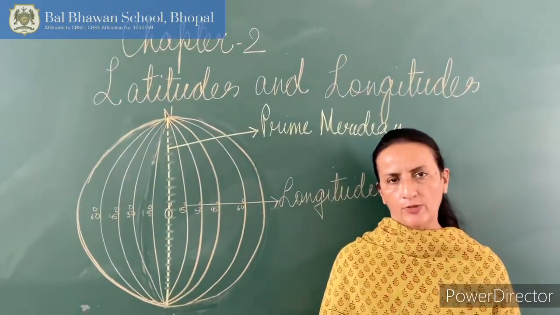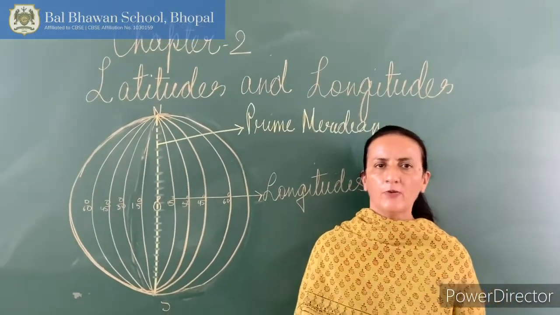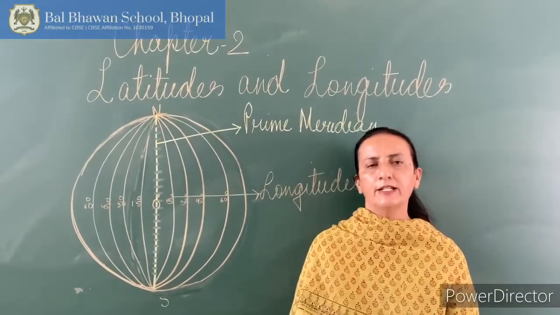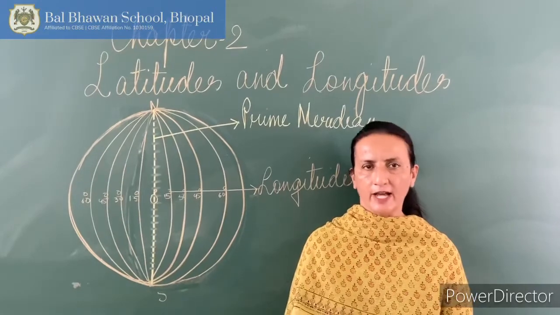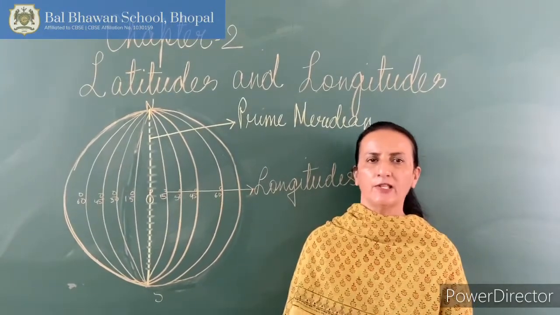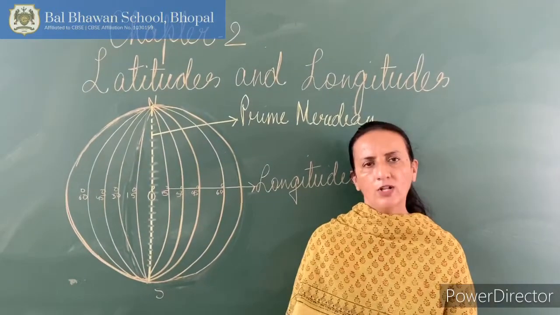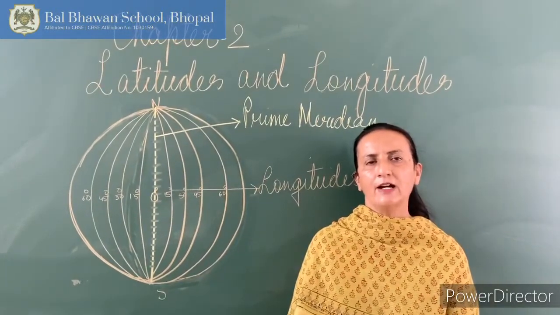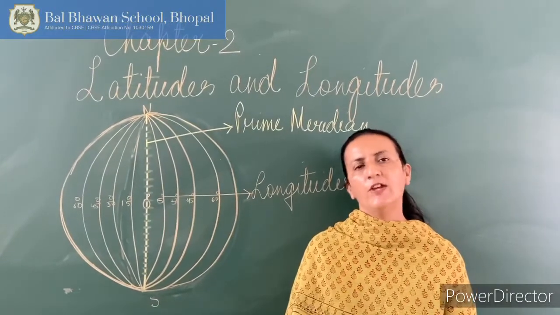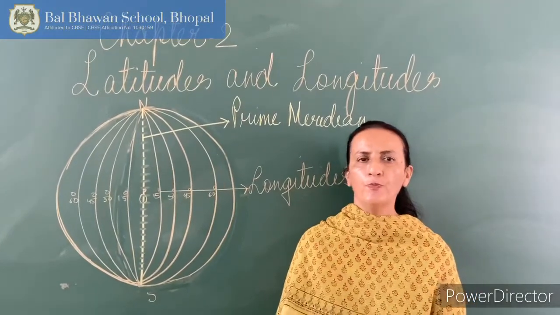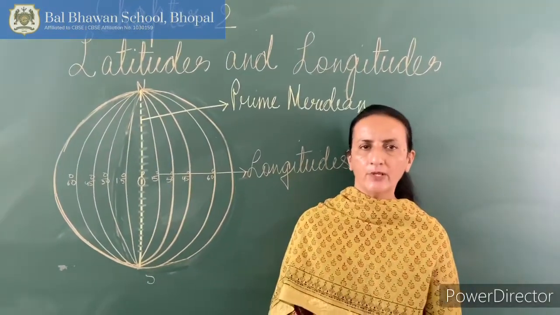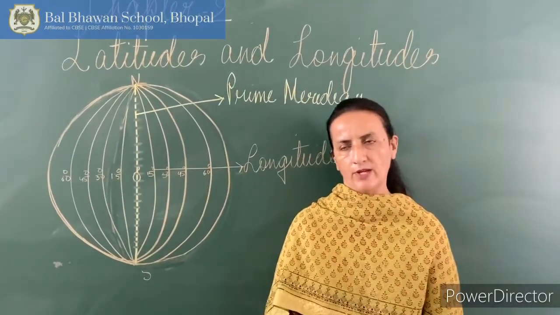In the previous video, we have learned about latitudes. We have learned that latitudes are imaginary lines running from east to west or west to east, as you can say. We have also learned that there is a dividing line called the equator, which divides the earth into two parts, and we call them two hemispheres, northern hemisphere and southern hemisphere.